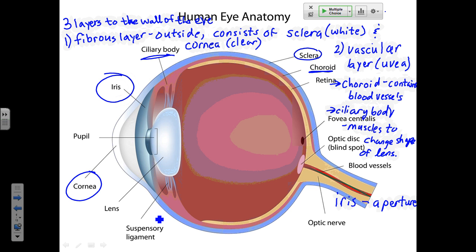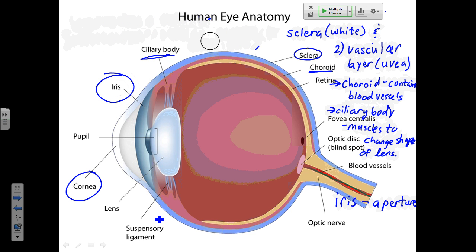And then, I'm going to erase some of this up here. The third layer is called the sensory layer. The sensory layer is the innermost part. It contains the retina. There's the retina right here. This part is the retina. And the retina converts light to an electrical signal.